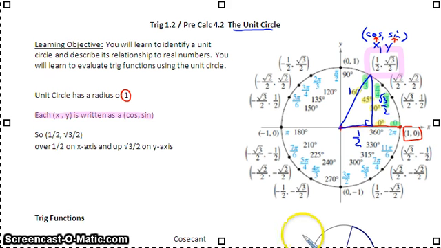So it's important that you understand that the unit circle will give you both angles in terms of radians and degrees, as well as x comma y values of cosine and sine.